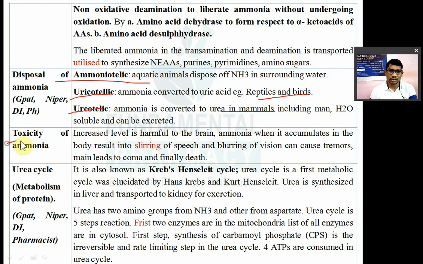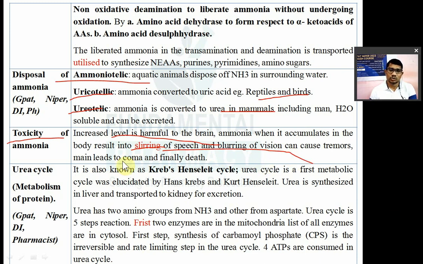Now toxicity of ammonia. If ammonia accumulates in your body, the increased level of ammonia is harmful to the brain. It results in slurring of speech, so your speech will not be clear, like how a person speaks after a couple of drinks. Slurring of speech, blurring of vision. It can cause tremors.